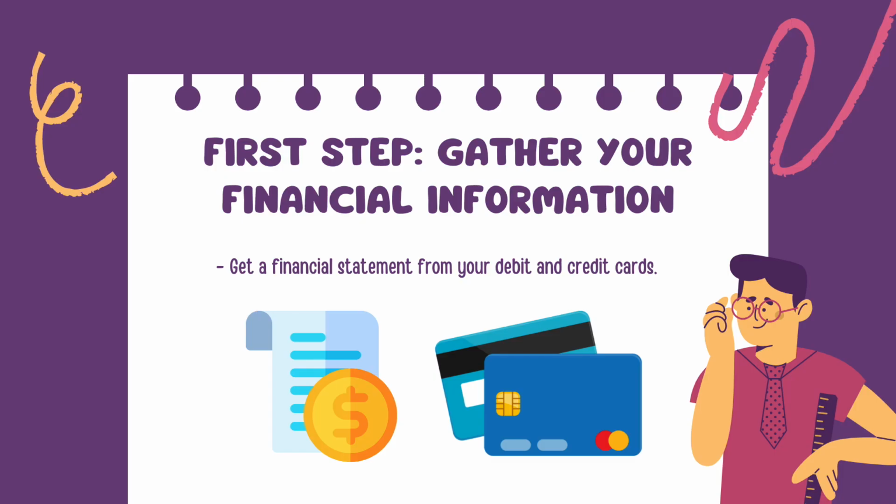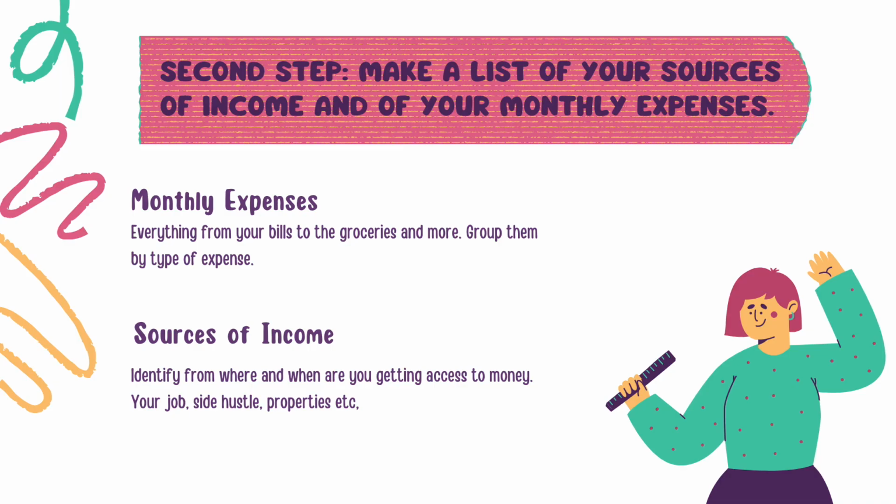The first step is to gather your financial information. That means you have to get a financial statement from your debit or credit card. Next, you have to make a list of your sources of income and of your monthly expenses. Your expenses can include anything from your bills to the groceries and more. You have to group them by type of expense.